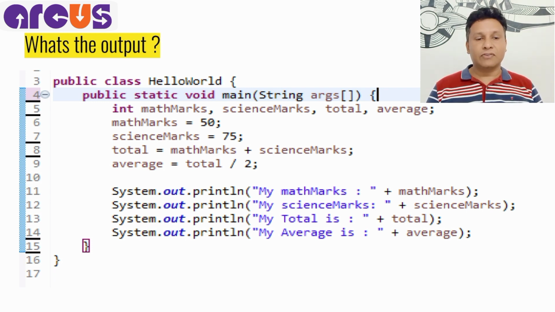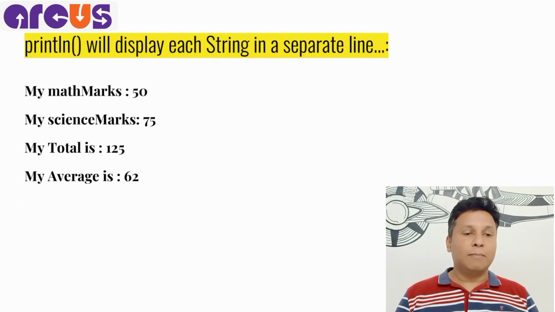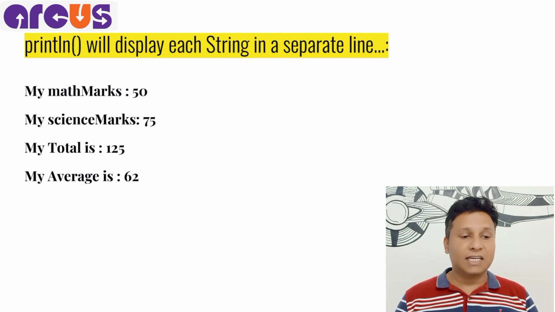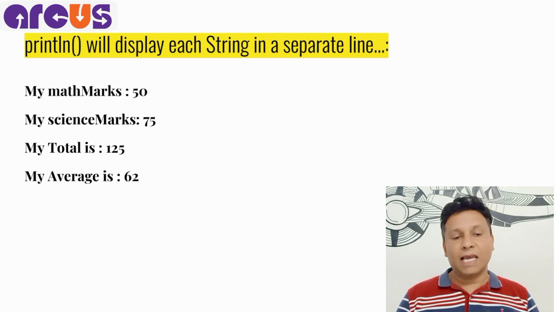So I will be using this code. This is a simple code. I have some integer variables, and I will be printing the values of these variables using System.out.println. Okay, so this is the output that we get. When the program is executed, System.out.println prints the following. My math marks is 50, and in the next line my science marks is 75, and again in the next line my total is 125 and my average is 62.